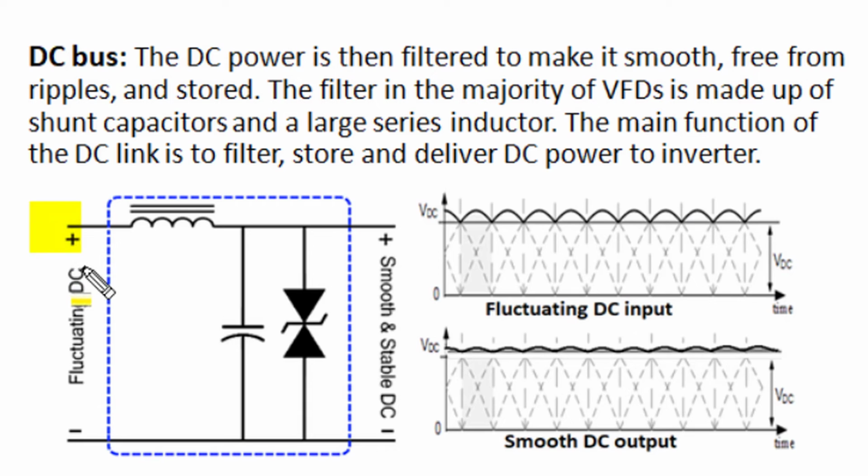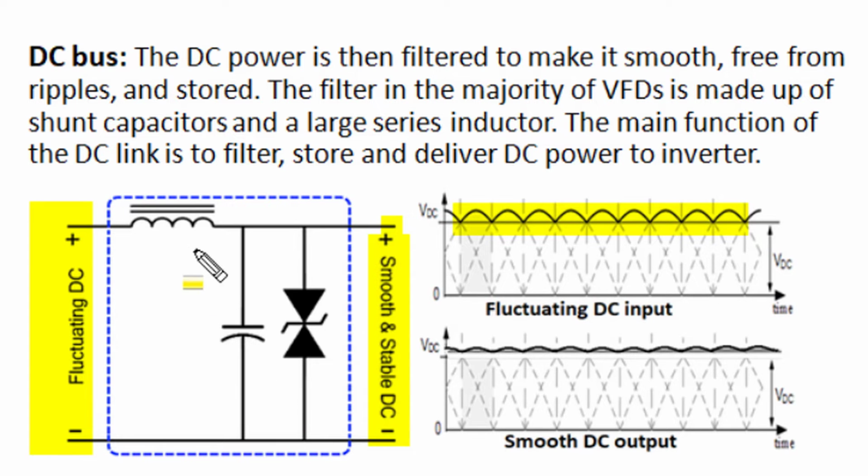The output of a rectifier is fluctuating DC, and that contains fluctuation in terms of ripples, and even its magnitude is not constant. And for an inverter operation, we need a smooth and stable DC output. So this fluctuating DC is converted into smooth and stable DC by a DC link, and this DC link performs two functions. It filters the ripples and regulates the voltage magnitude.